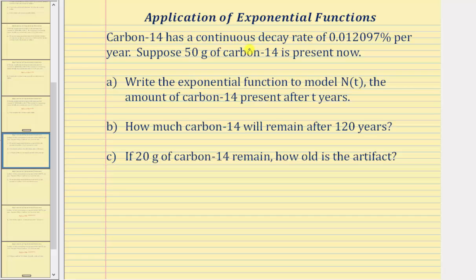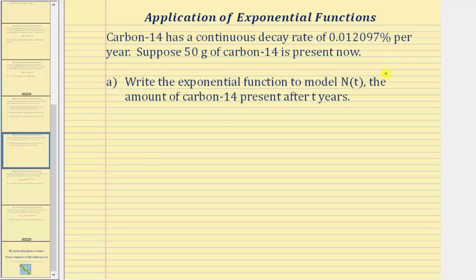Because we know we have a continuous decay rate here, we can model the amount of carbon using an exponential function with base e. So for part A, we'll have an exponential function in the form n of t equals a times e raised to the power of kt. Remember, a is the initial or starting amount, so in this case, because we're beginning with 50 grams of carbon-14, a is equal to 50.